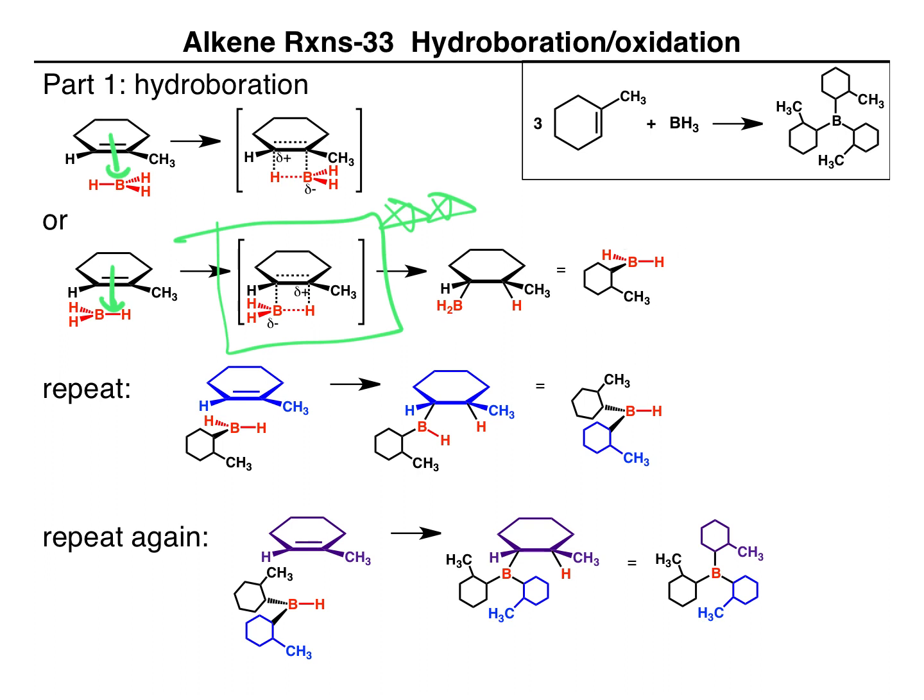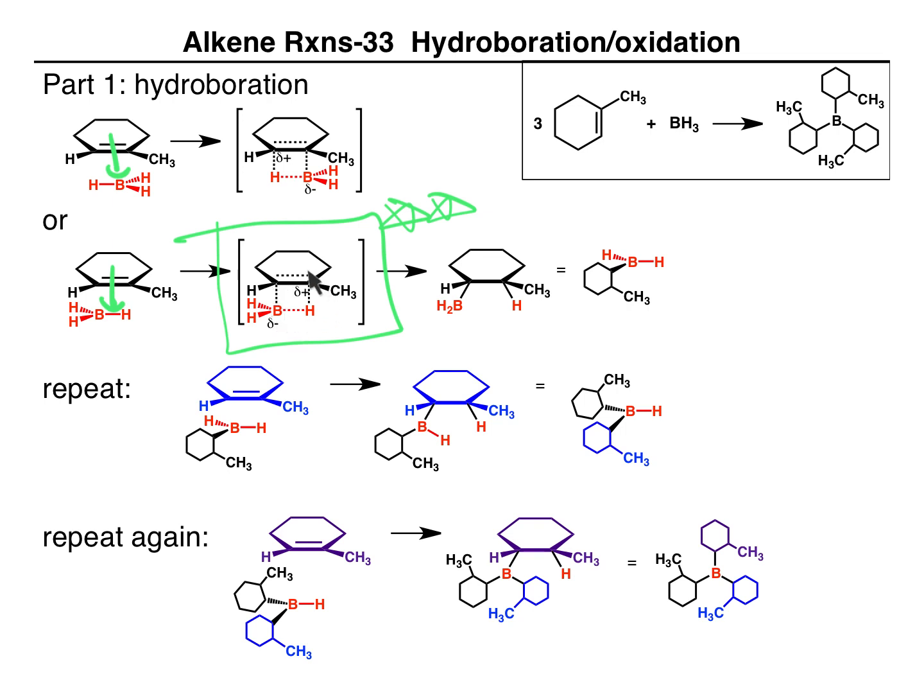Now this is going to repeat where this lines up with a second molecule, and this is where the regiochemistry becomes even more important. And now we have a dialkyl borane, and then this gets repeated a third time where this approaches a third molecule of the alkene, and we get our trialkyl borane.